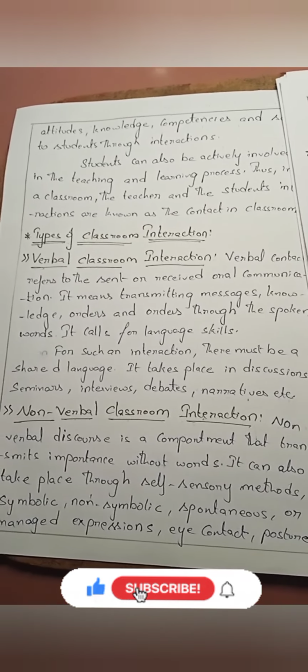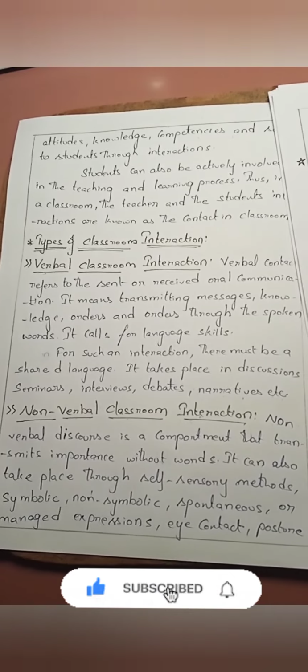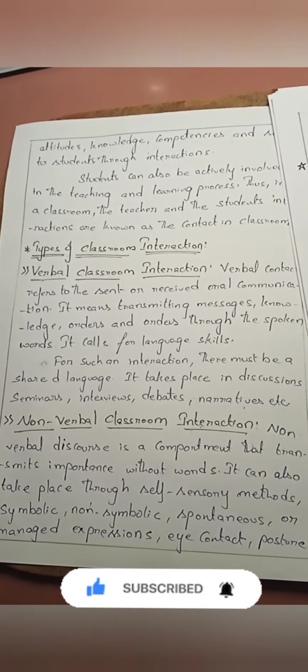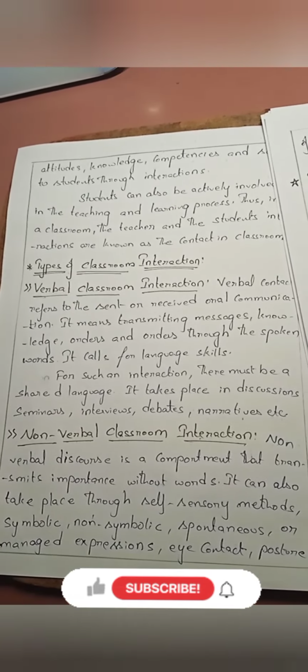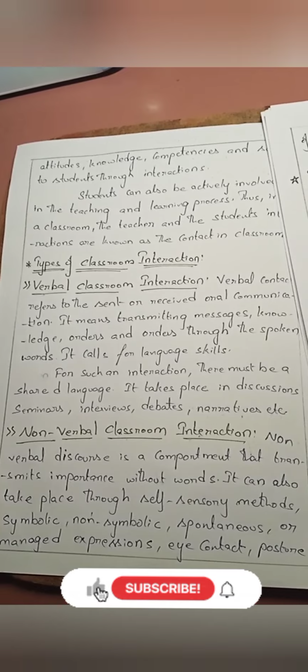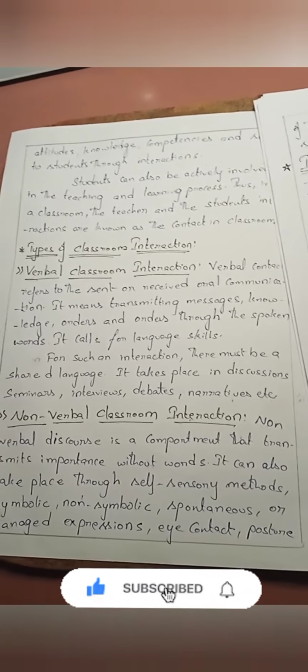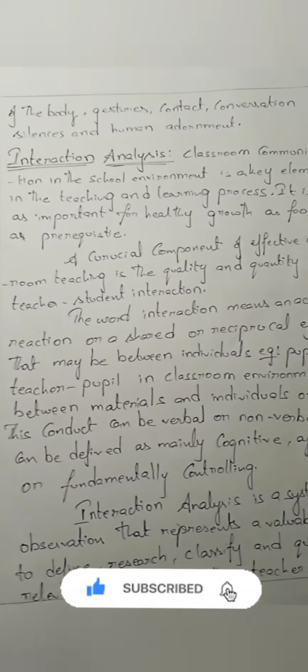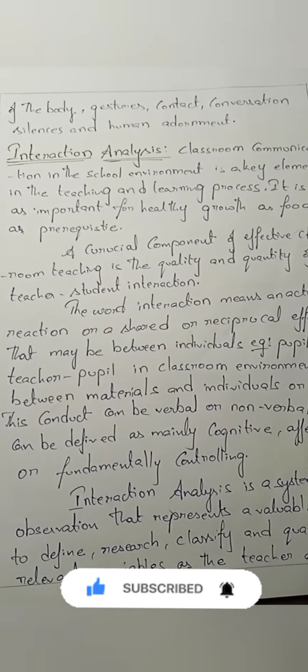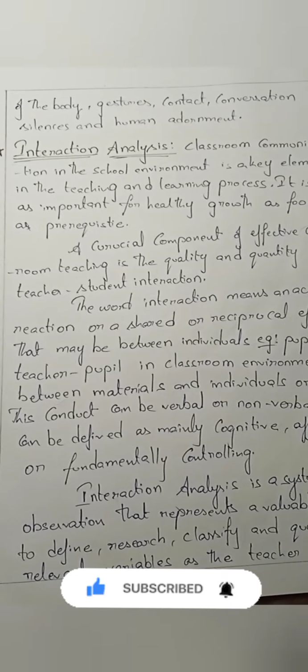Whereas non-verbal classroom interaction discloses itself as behavior that transmits important messages without words. It can also take place through self-sensory methods, symbolic and non-symbolic, spontaneous or managed expressions, eye contact, posture of the body, gestures, contact, conversations, silence, and human environment.